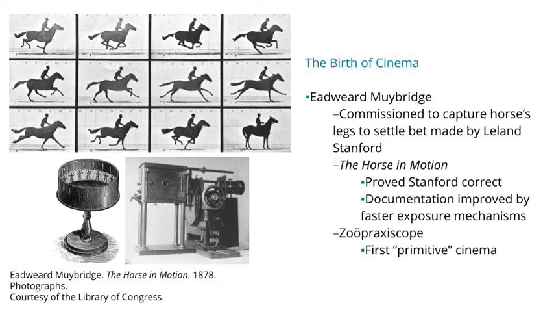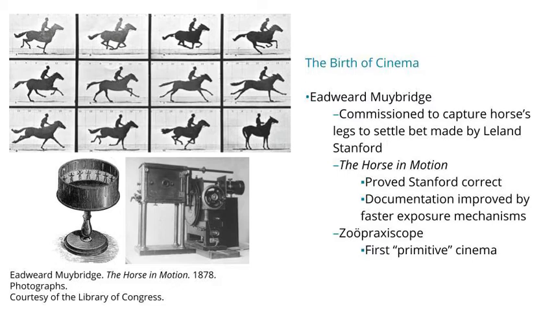This documentation was improved in the future by faster exposure mechanisms, but the actual device used to show this animated horse running is called a zoopraxiscope, and I've inserted an image of it here below the images of the horse running, and it's the first primitive "cinema." I put that in quotes just because I think that word is kind of a yikes, but that's what the book wanted me to call it.